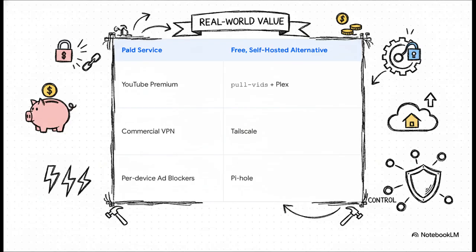I mean, let's just look at what this setup replaces, one for one. Instead of paying for YouTube Premium, you've got PullVids and Plex. Instead of a commercial VPN you have to trust, you have your own private Tailscale network. And instead of paying for ad blocker subscriptions, you have Pi-hole. You get more power and more privacy for free.